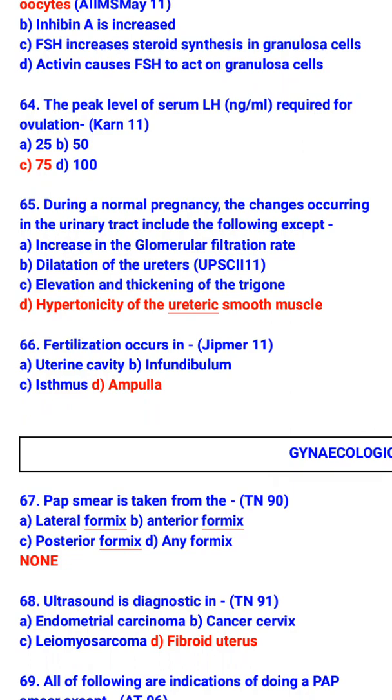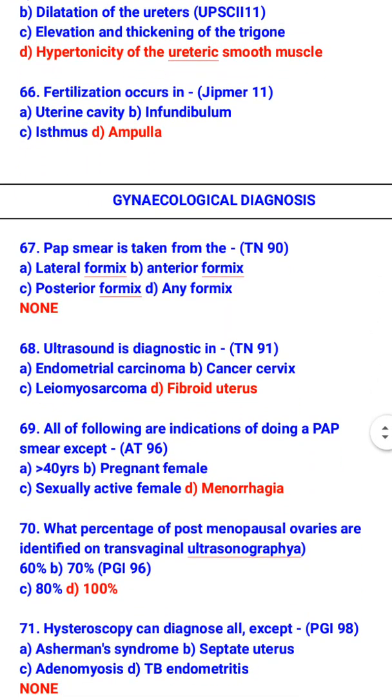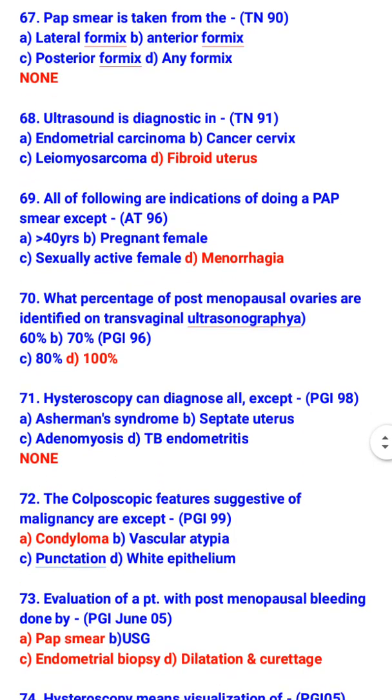Fertilization occurs in the ampulla. Pap smear is taken from the nun. Ultrasound is diagnostic in fibroid uterus. All of the following are indications of doing a pap smear except. So which are the indications of doing a pap smear? More than 40 years of age, pregnant female, sexually active female. Menorrhagia is not an indication of doing a pap smear.